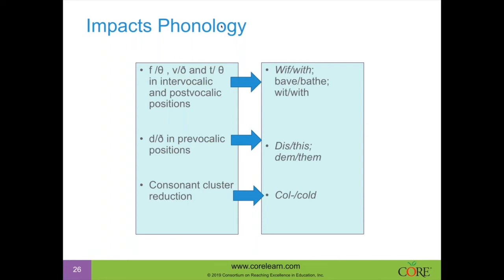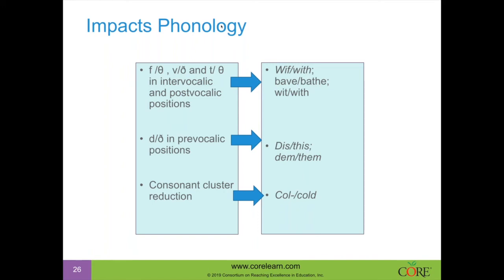So the top one people typically tend to recognize, and I've already used it as an example, F for voiceless TH, wif instead of with, V for voiced TH, so bave and bathing, and T for voiceless TH, wit instead of with. And then the second one, the D for voiced TH in the initial position, dis, dat, dem, dos. Is really common. And then the last one, consonant cluster reduction is very, very common.